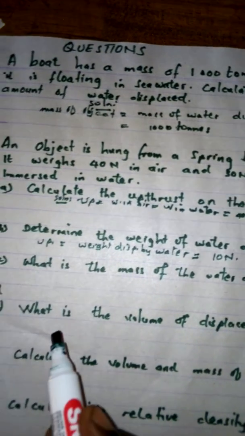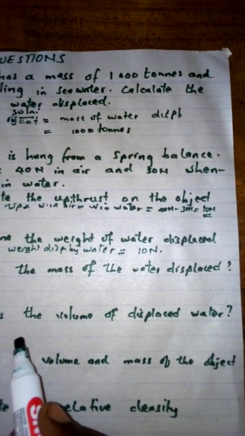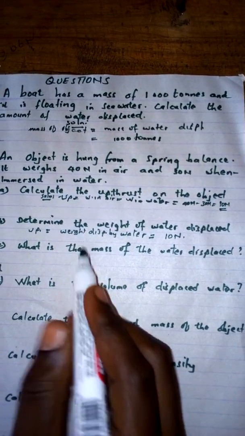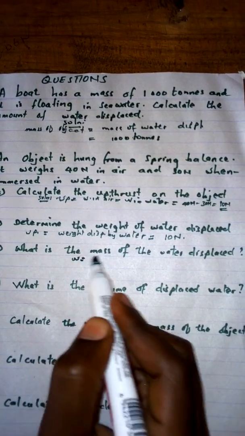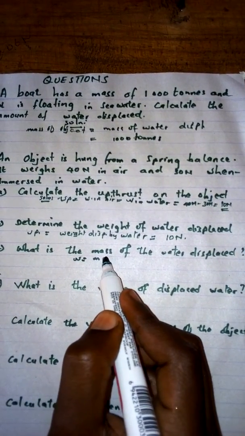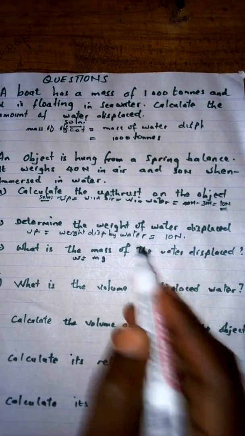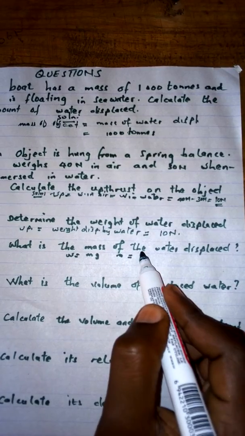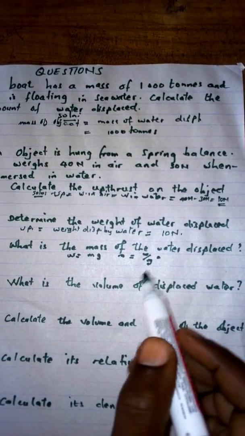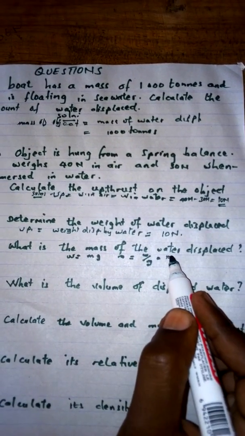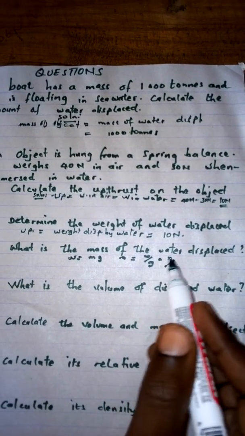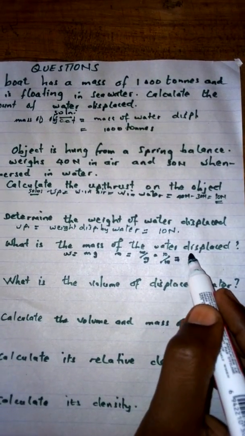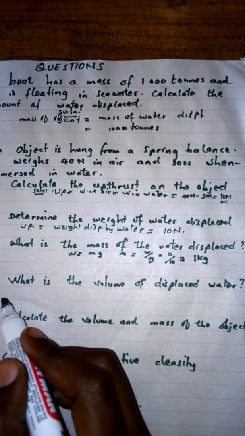Part C, what is the mass of the water displaced? We can calculate the mass of the water displaced, because we understand that the weight of the water displaced is equal to mass times the gravitational force. So you can calculate the mass by taking weight divided by gravitational force. The weight displaced is 10 Newton divided by the gravitational force. You can use 10 also because it is constant. So our mass here will be 1 kilogram. This will be the mass of the water displaced.